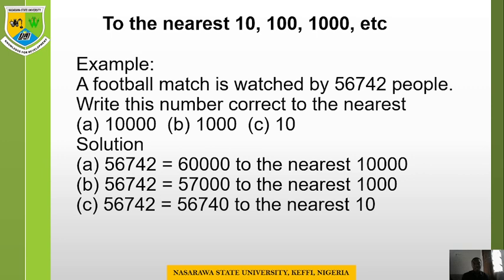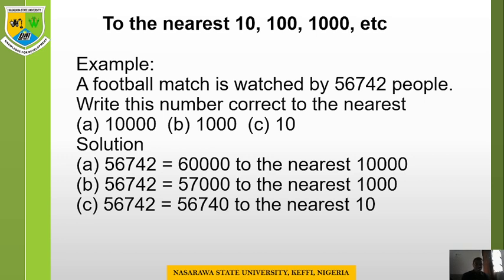56,742 to the nearest 1000 means we are to leave 3 zeros. Now the first number to become 0 is 7. 7 is above 4, so it will round up to become 1, and we add it to 6, and we end up having 7. That is how we are able to get 57,000 to the nearest 1000.